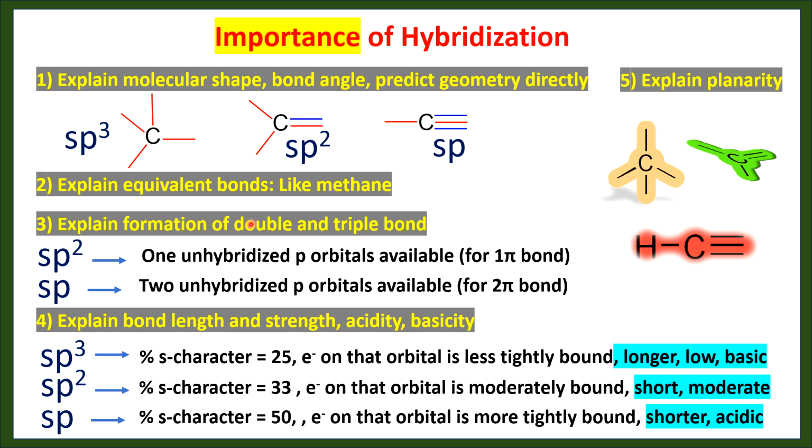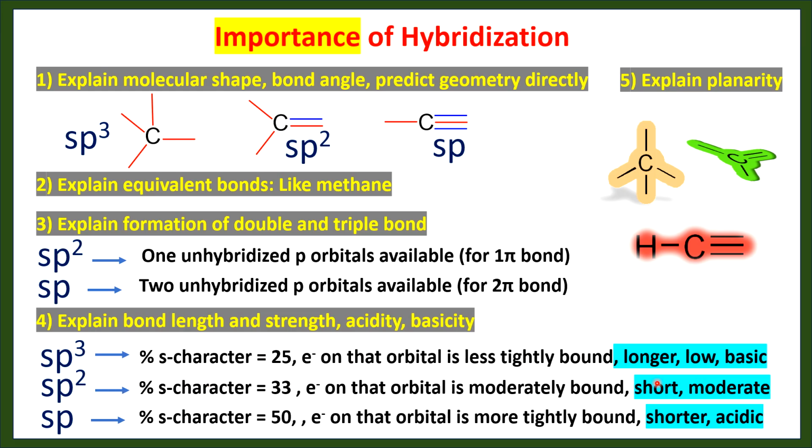It explains equivalent bonds, like methane, where all bonds are equal, and it explains the formation of double or triple bonds. sp2 means 1 double bond, sp means 2 double bonds, and it explains bond length, strength, and acidity. If it is sp3, the percentage of s character is 25, meaning the orbital electron is less tightly bound by the nucleus, so the bond is quite longer, strength is low, and it is quite basic in nature.